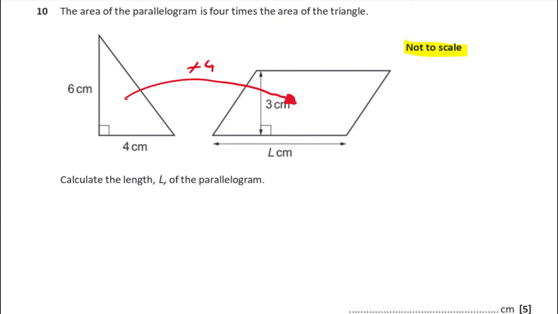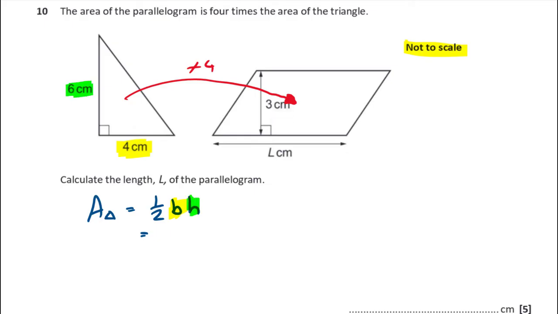And once we know the area of the parallelogram, we can work backwards to find the length of the parallelogram. Okay, so let's start off with the area of the triangle. So area of the triangle, what's that then? The area of the triangle formula is half base times height, isn't it? Okay, where the base is this line here, and the height is this one here.